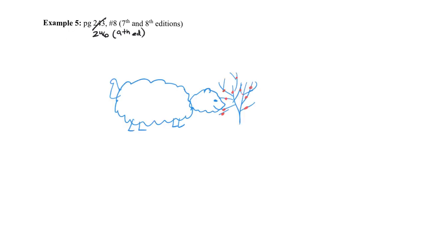The next question we take a look at is, again, out of the book. This one in the 9th edition is page 246, and it talks about the half-life of strontium-90. But first, we need to talk about what that means when we're talking about half-life. So to start talking about half-life, let's talk about carbon-14. So carbon-14 has a half-life of 5,730 years. So what does that mean?